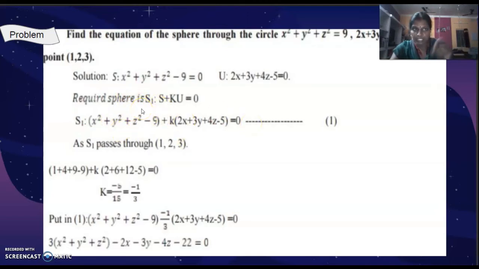This required sphere passes through the point 1, 2, 3. Therefore, we can apply the point 1, 2, 3 in equation 1. We get the value of k, and supplying the value of k in equation 1, we obtain the required equation of the sphere. So this is a simple problem. You can represent the sphere equation as S plus k u equal to 0. That is the only way.